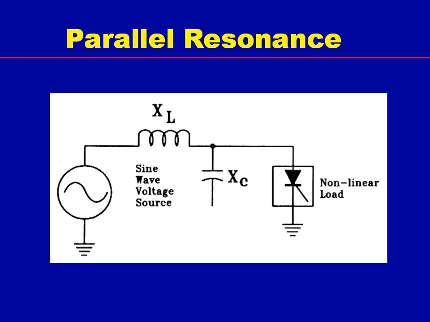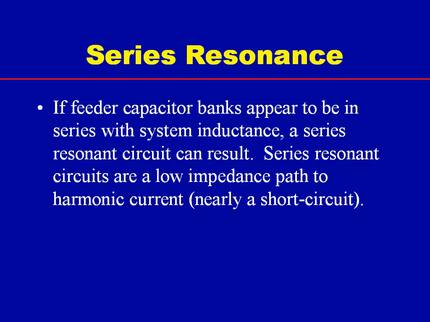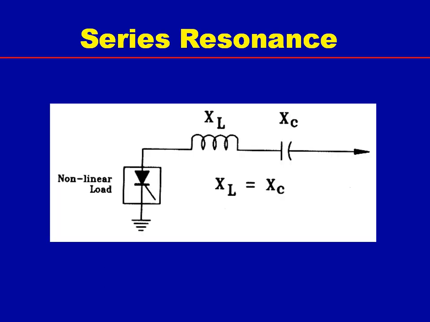A sample parallel resonant circuit showing the capacitance in parallel with the nonlinear load and system inductance is shown. Series resonance may also exist, where capacitance is in series with the system inductance. Series resonance appears as a low impedance path to the harmonic current. A sample series resonant circuit showing the capacitance in series with the system inductance is shown.